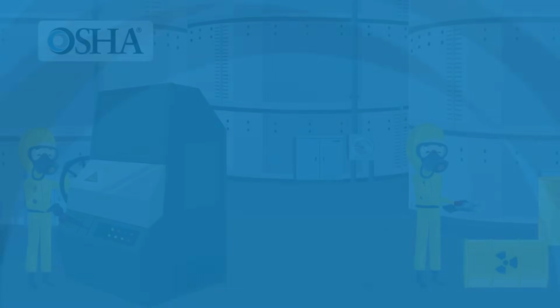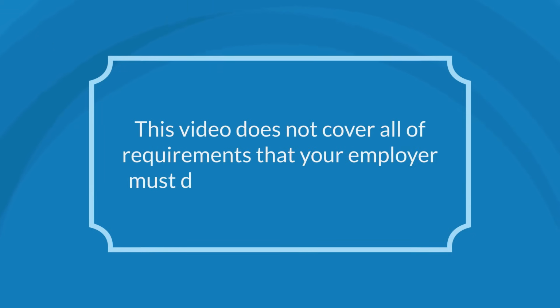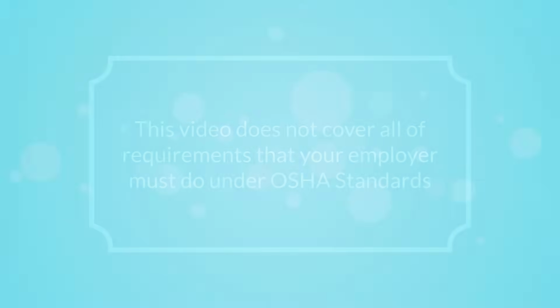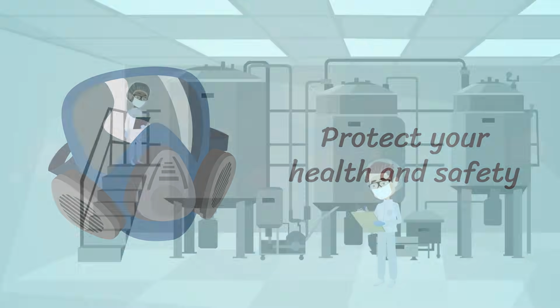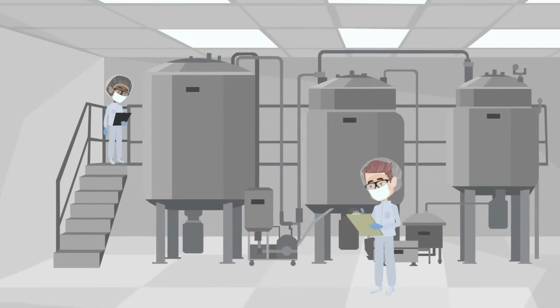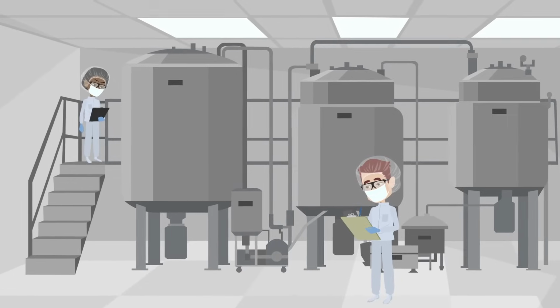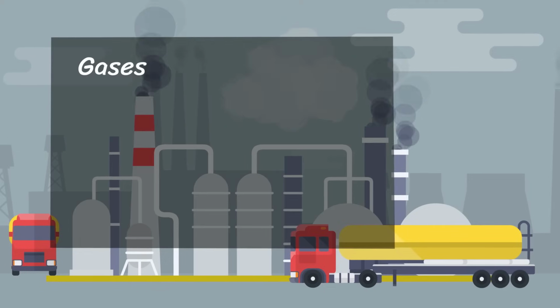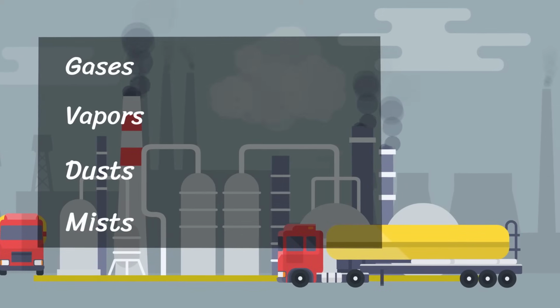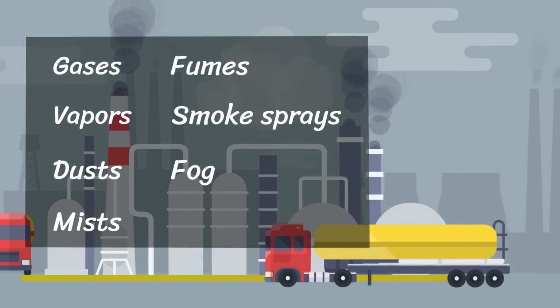respirators on the job. This video does not cover all of the things that your employer must do under OSHA standards. The purpose of a respirator is to protect your health and safety. Respiratory hazards can exist in various forms at general industry work sites. There could be gases, vapors, dusts, mists, fumes, smoke, sprays, and fog.